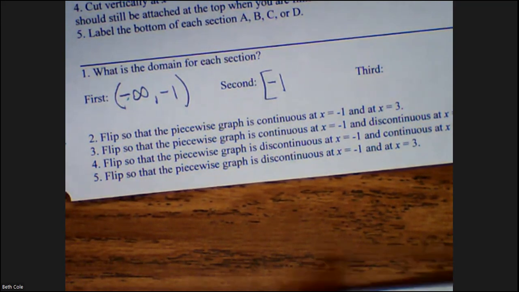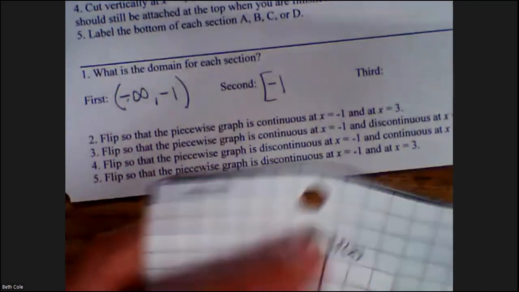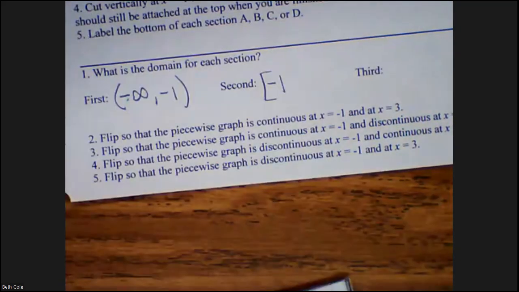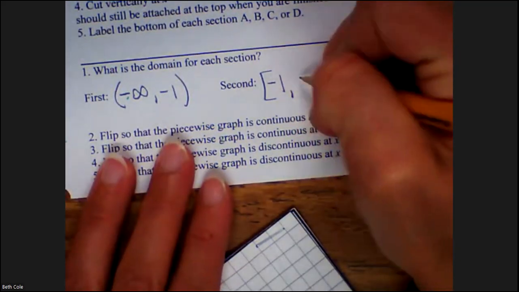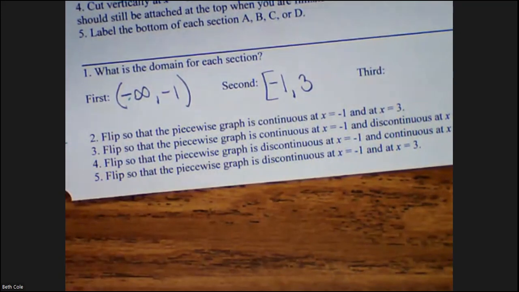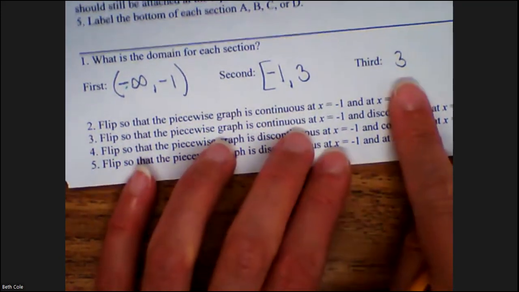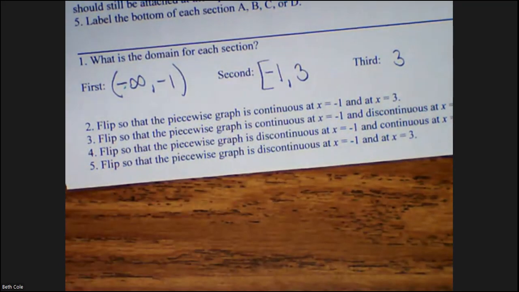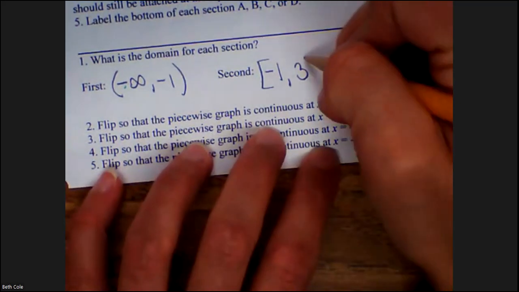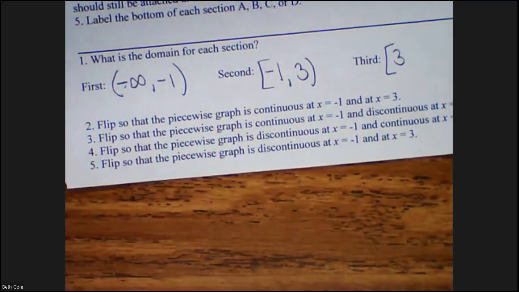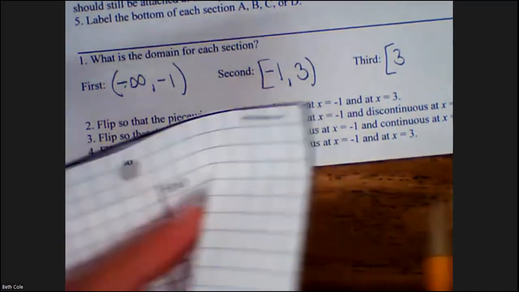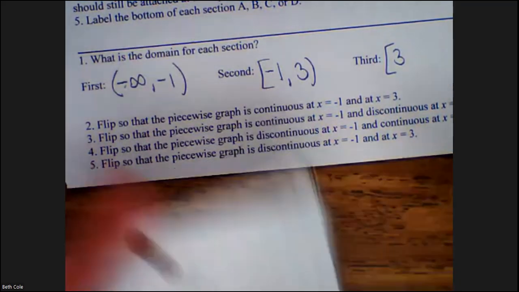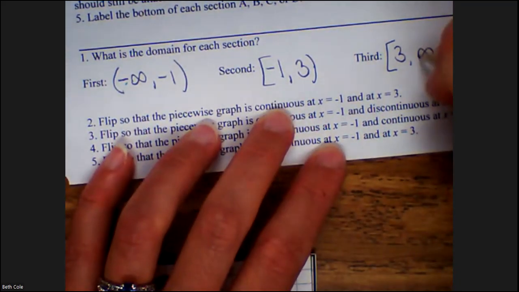Now, what's the domain for the middle section? We said it starts at -1. Where does it end? 3. Now, again, it doesn't matter where you put the bracket and where you put the parenthesis. The third piece is going to pick up at 3. You just have to include it on one of them. So one or the other, but not both. It really doesn't make a difference. And so the last piece is 3, perfect, to positive infinity. Focus over there, guys.